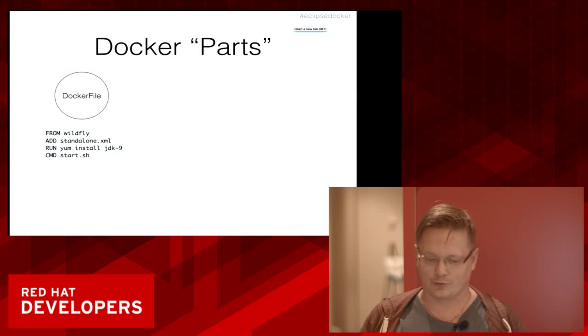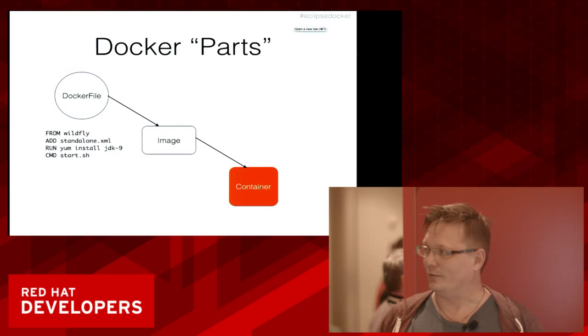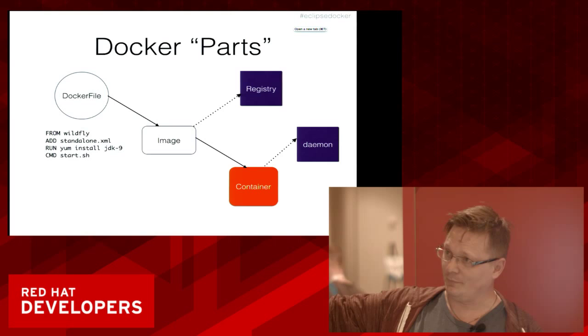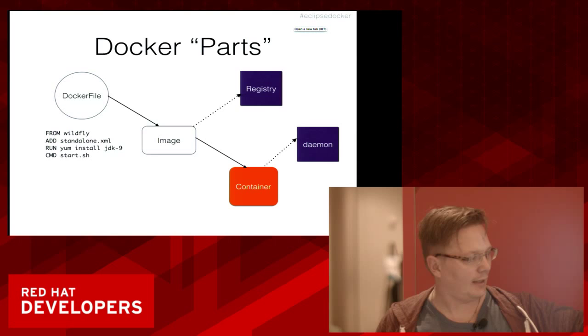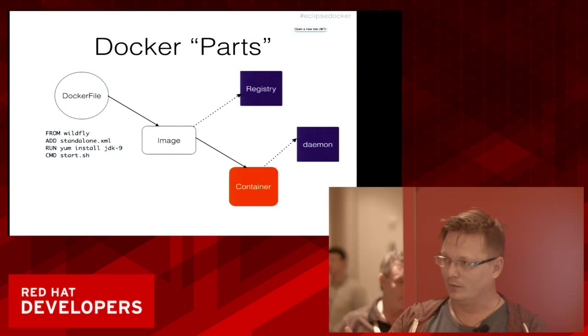Then that Dockerfile gets built into an image. It's just packaged up, and that is something you can then start and run in a container. The cool thing is you can do all that locally, but you can also push it to a registry. So for an image, I can either look up an existing image in a registry, for example this WildFly, something that exists out in the cloud, or I can push my own image up to the registry, and others can look it up, so I can share the setup. And then at the end, the container is actually running inside a daemon. I actually don't run Docker directly, I push it to the Docker daemon running on my machine.